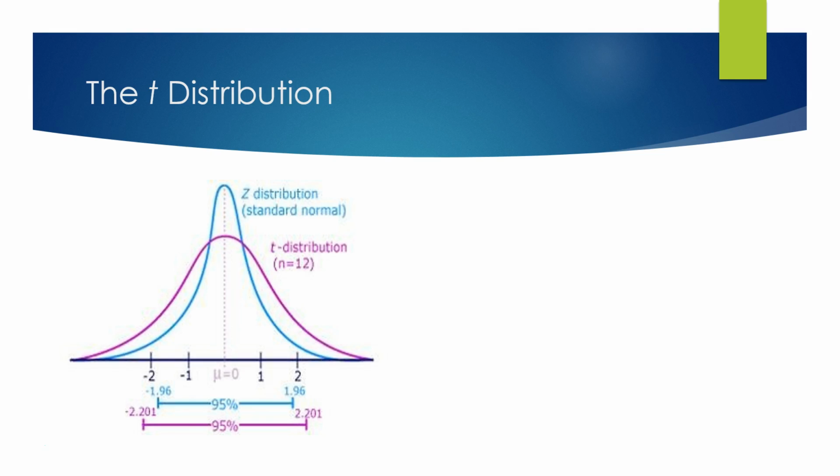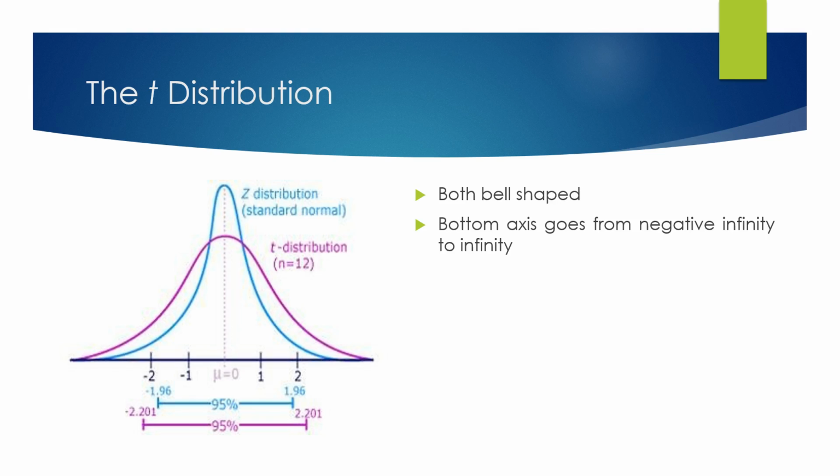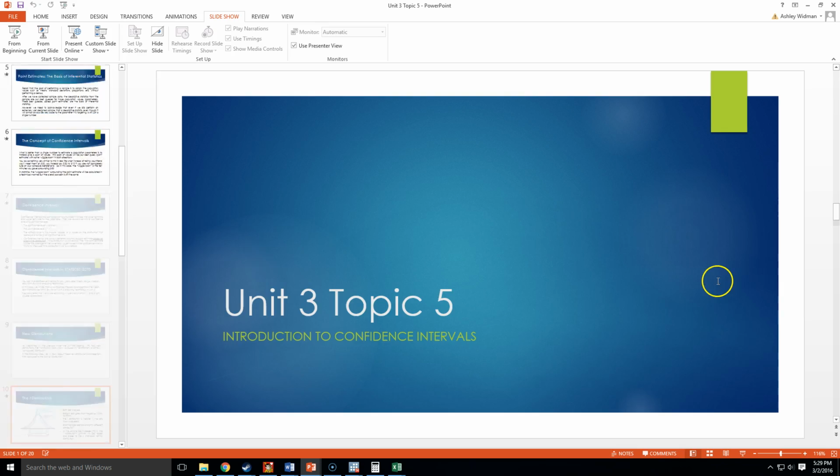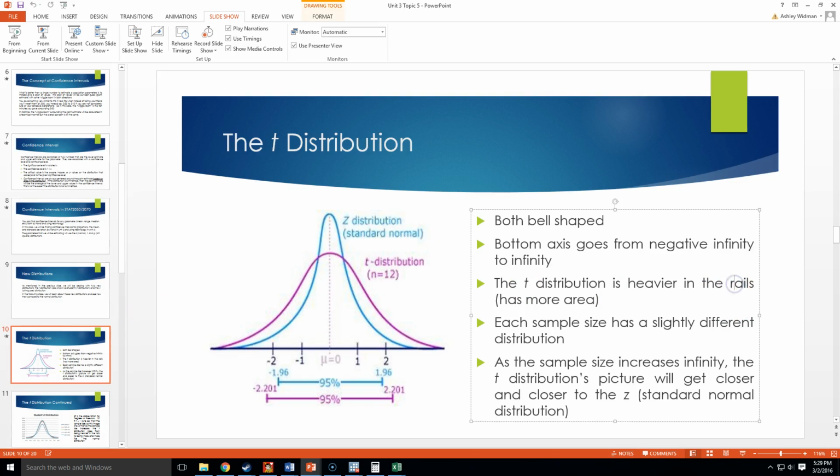The t-distribution is a lazy normal distribution. I would say end of story, but that's not quite it. It really is, however, a lazy normal distribution. They are both bell-shaped. They're both symmetrical, also, which isn't an item down here. Their bottom axis goes from negative infinity to positive infinity. But the t-distribution is heavier in the tails.